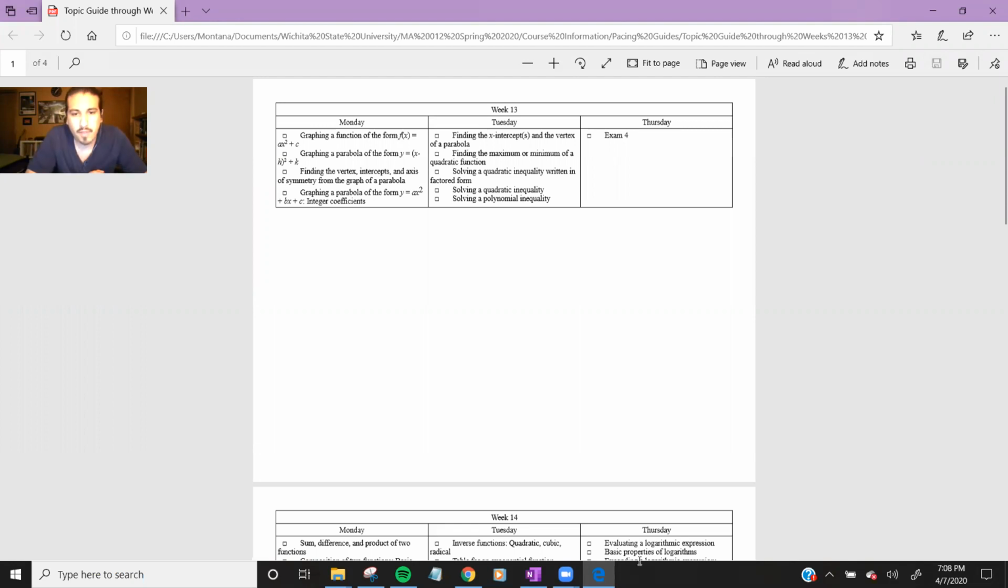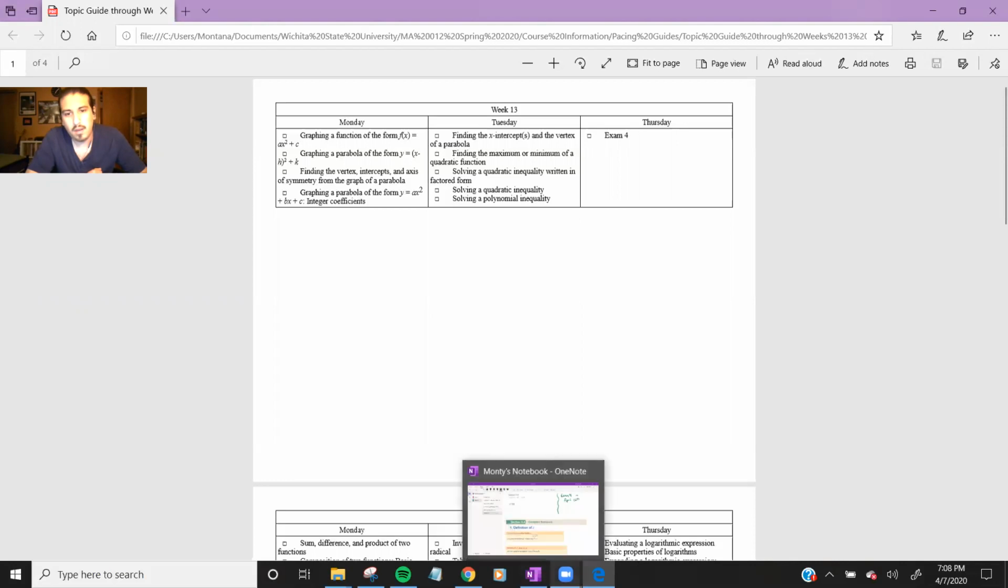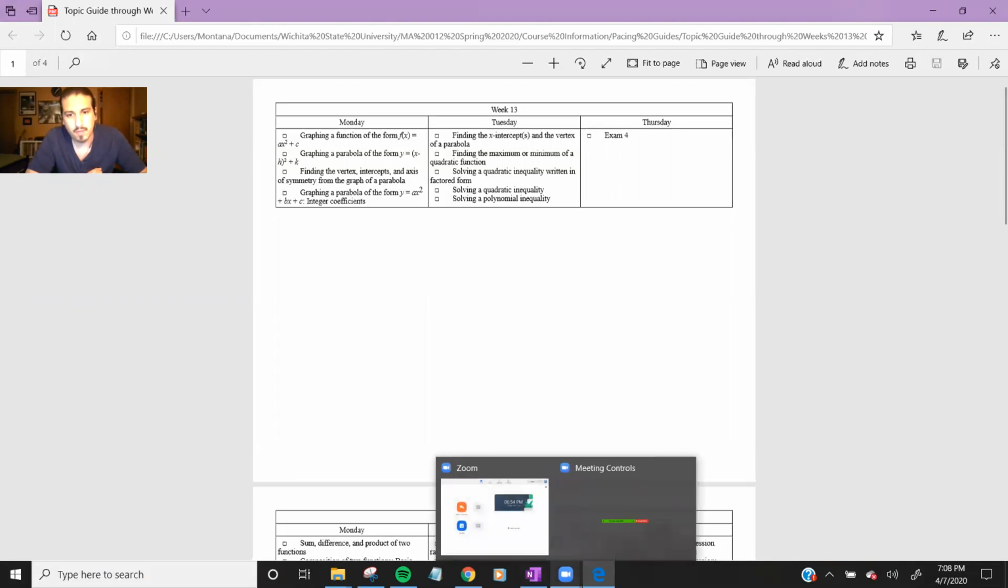Now, notice that the material is going to kind of slow up, right? I'm not going to put this all into one or anything like that. We're just trying to get caught up from the week that we lost. So it'll slow back down starting next week. But that's the plan. That's what we'll cover Monday and Tuesday, and then exam 4 will be that Thursday.